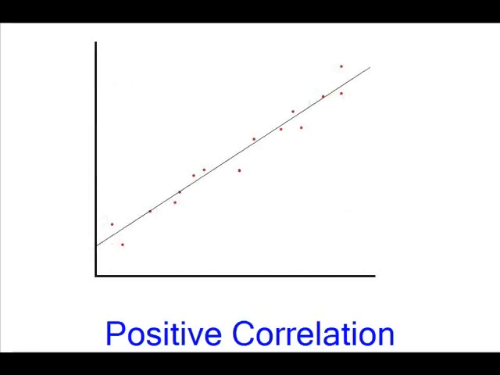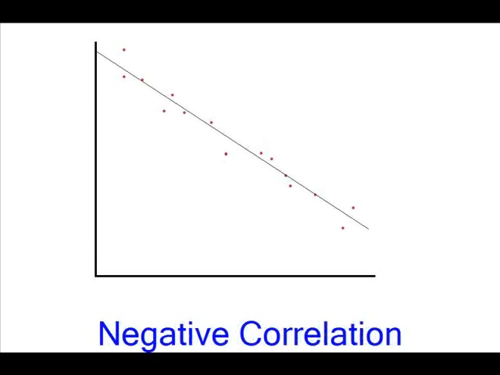Positive correlation occurs when both data sets are increasing. On a scatter plot, this means that our trend line has a positive slope and will rise as we go from left to right. An example of positive correlation is the number of calories burned versus the time spent exercising. The more time you spend exercising, the more calories you will burn, so both data sets would be increasing.